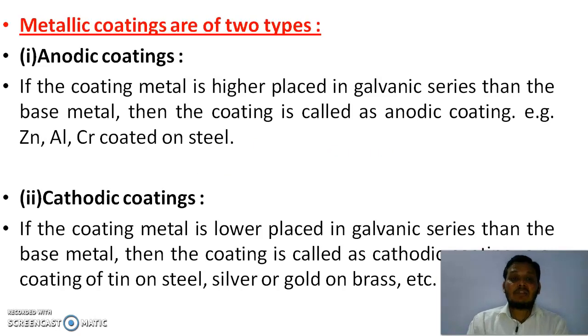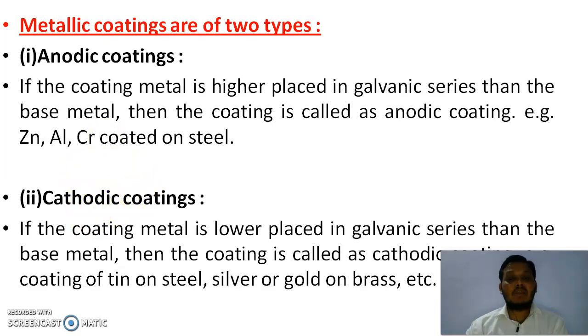So anodic coating means what? If the coating metal is higher placed in the galvanic series than the base metal, then it is called anodic coating. Mostly, examples of anodic coating are zinc, aluminum, and chromium coated on steel. It is called anodic coating.